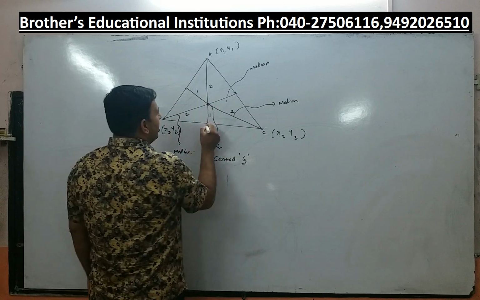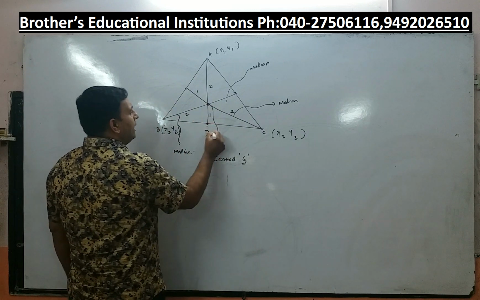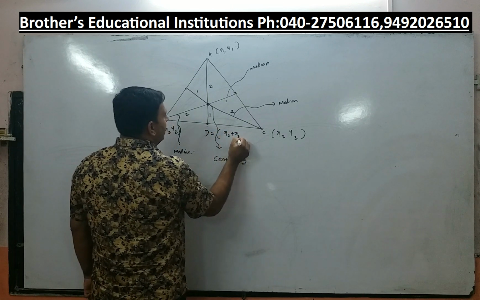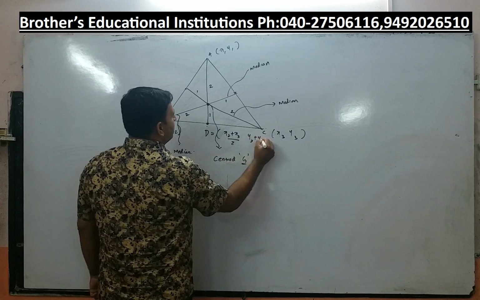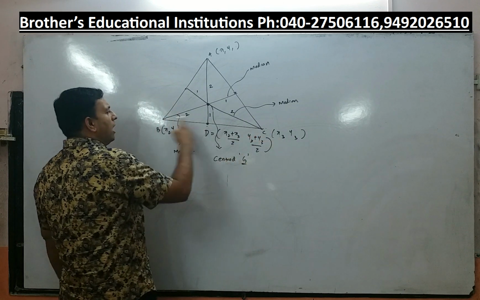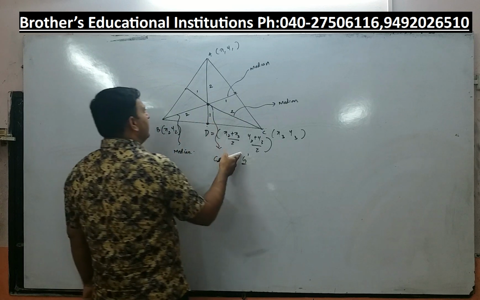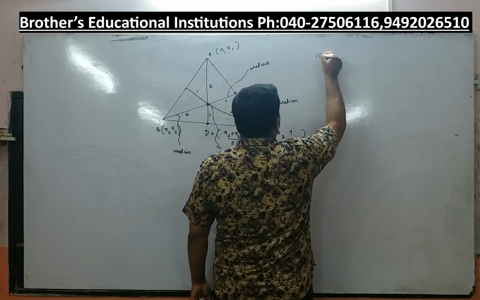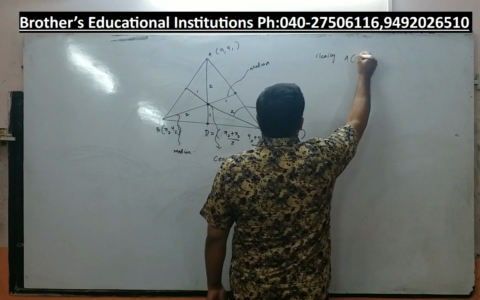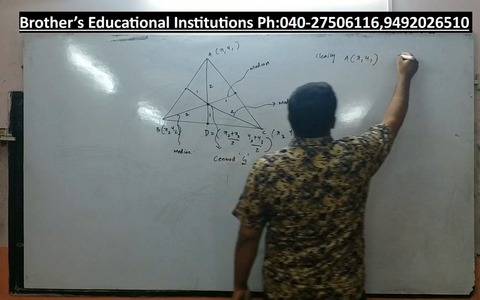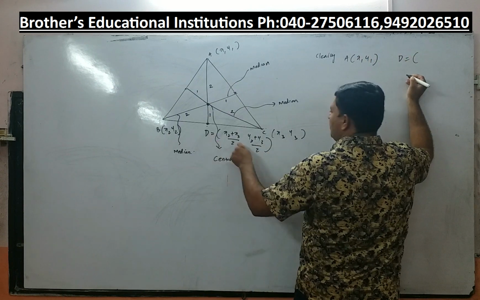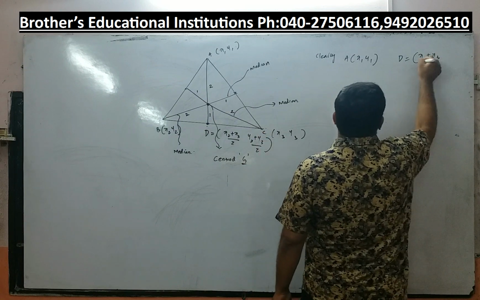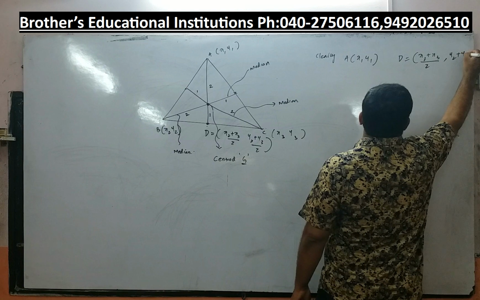Alright, now what is this? This is a midpoint. Let me call this as midpoint D. How do you apply midpoint formula? x2 plus x3 by 2, y2 plus y3 by 2. D is a midpoint of BC. Now I want median AD, right? I'll say clearly what is A? x1 y1. What is D? D is nothing but midpoint of B and C, that is x2 plus x3 by 2, comma y2 plus y3 by 2.